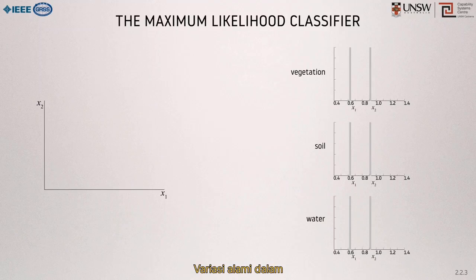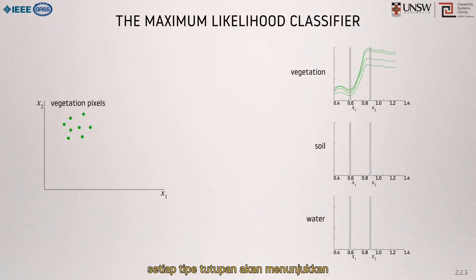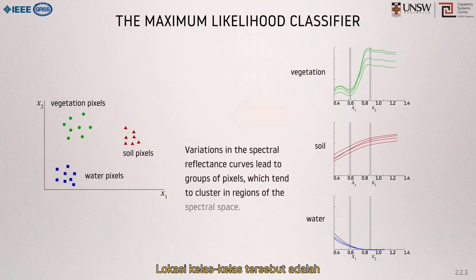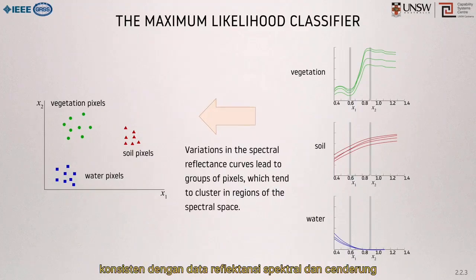The natural variations in each particular cover type will exhibit as clusters of points in the spectral domain as seen here. The locations of the classes are consistent with the spectral reflectance data and tend to group around a point indicative of the mean of the relevant spectral reflectance curve.